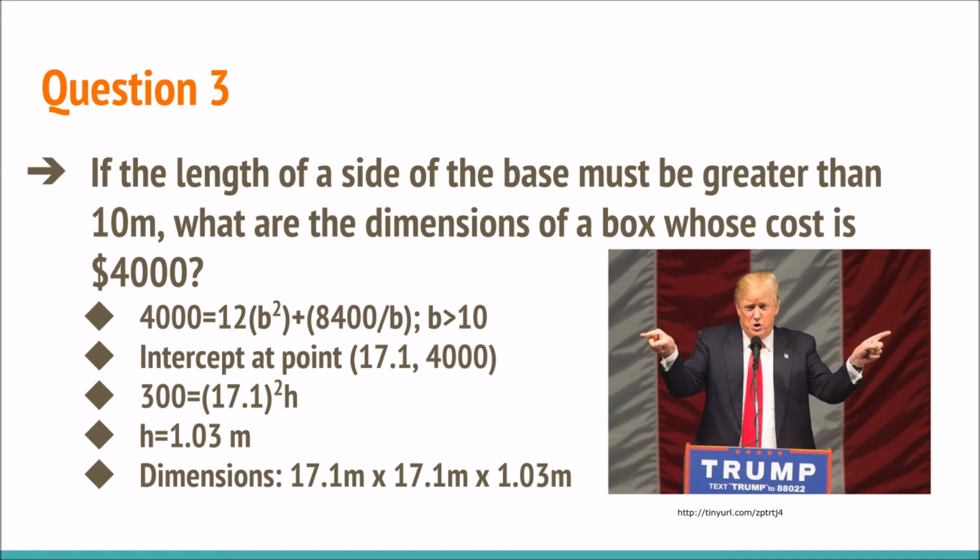I got it. The point intercepts at 17.1 and 4,000. And this means that the width of the box is also 17.1 meters because it's squared. How bigly great!